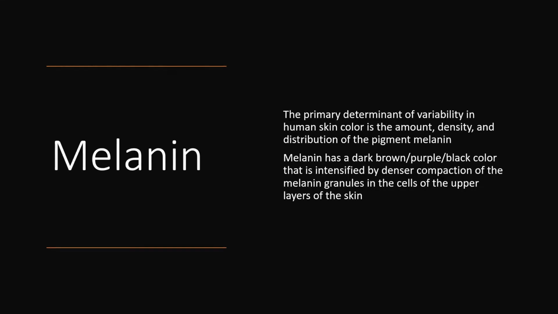The third component, and very important, is melanin. The primary determinant of variability in human skin is melanin. Melanin in different amounts, densities and distribution has a dark brown, purple or black color that is intensified by the denser compaction of melanin granules in the cells of the upper layers of the skin. So now you are aware of the three components of skin color, which on the basis of their differences give different skin tones. You will be amazed to know that skin has more than 64 skin tones, ranging from lighter to dark due to genetic variability. These three components' variability decides the skin tone.